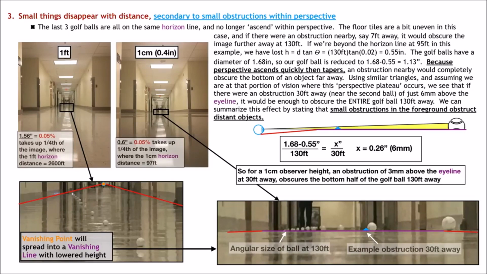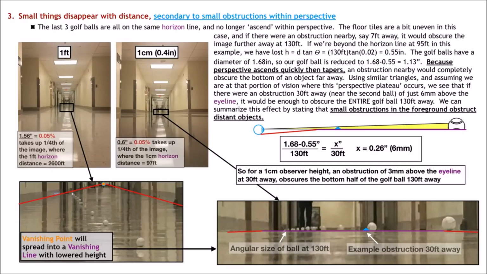Because perspective ascends quickly and then tapers, an obstruction nearby would completely obscure the bottom of an object far away. Using similar triangles, and assuming we are at the portion of vision where this perspective plateau occurs, typically beyond 20 feet or so, we see that if there were an obstruction 30 feet away, near that second golf ball, or just 6 millimeters above the eye line, it would be enough to obscure the entire golf ball 130 feet away. So we can summarize this effect by stating: small obstructions in the foreground obstruct distant objects.